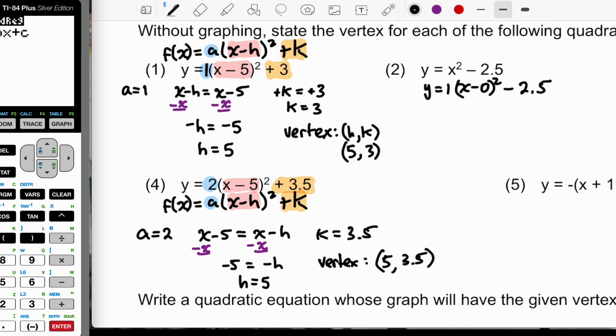We don't have to worry about taking the opposite sign of 0, because 0 with a positive or negative in front of it is still 0. So my vertex here would be 0, negative 2.5. Right? But again, like I said, you could show the work, you can match it up by getting your 3 parts.